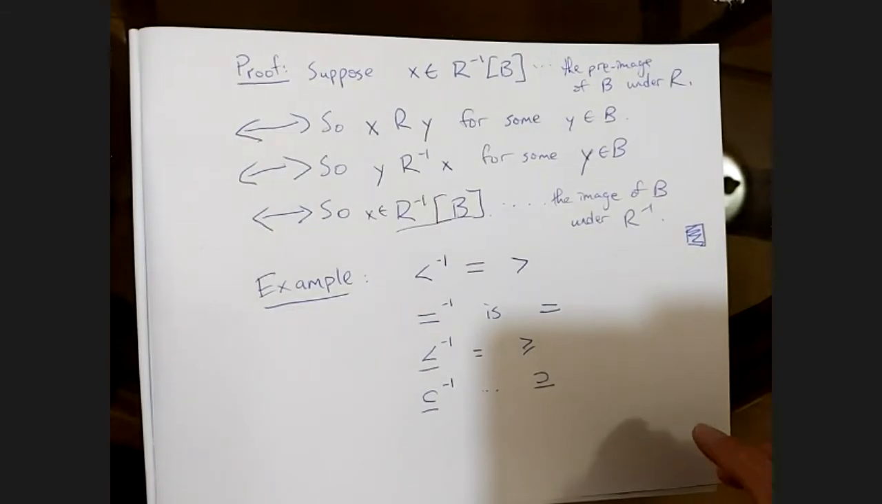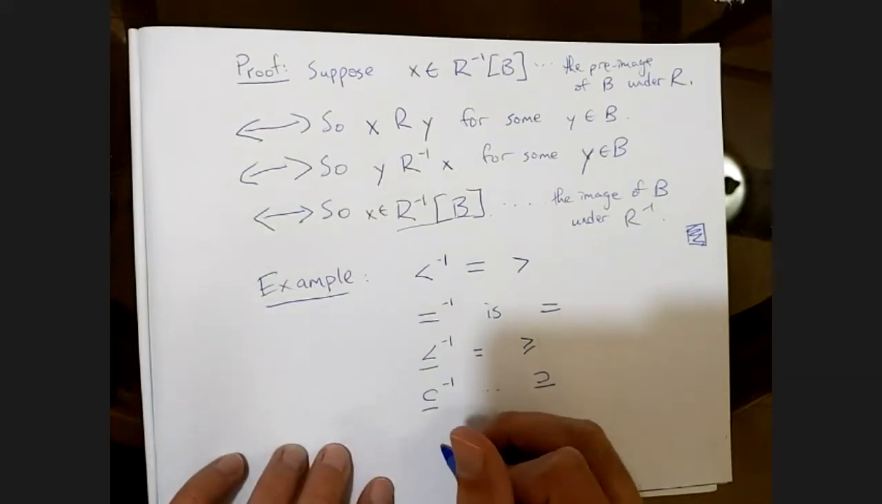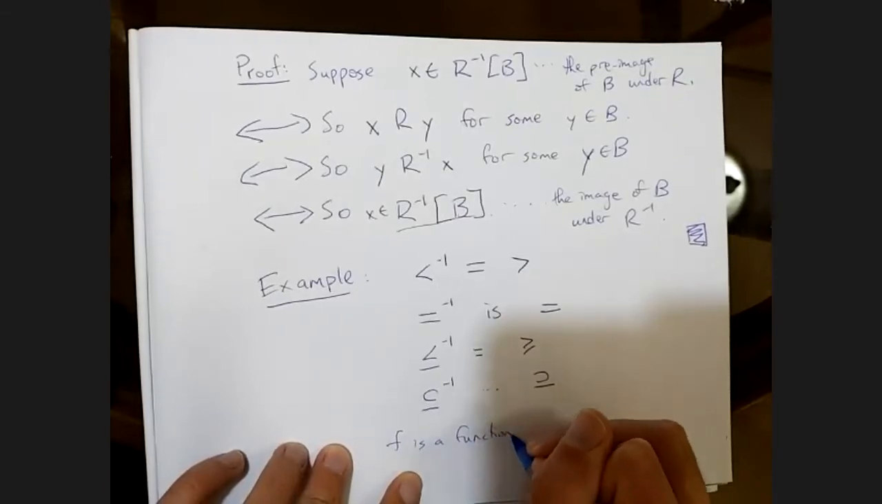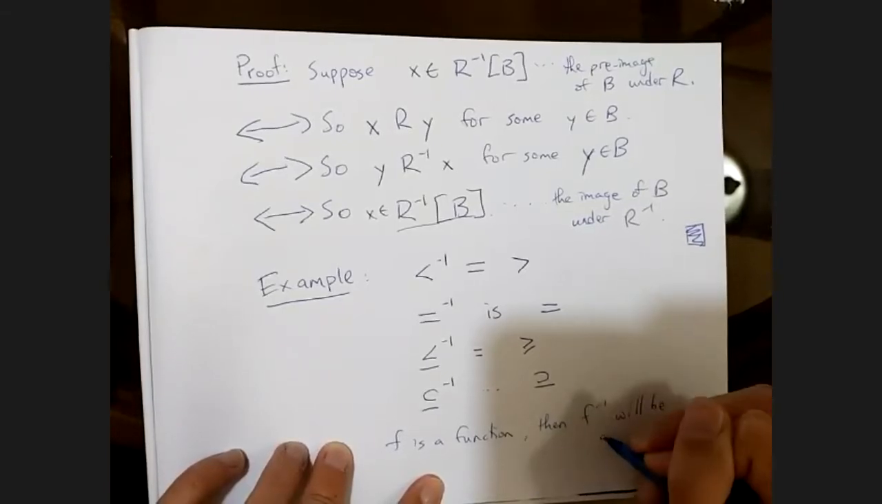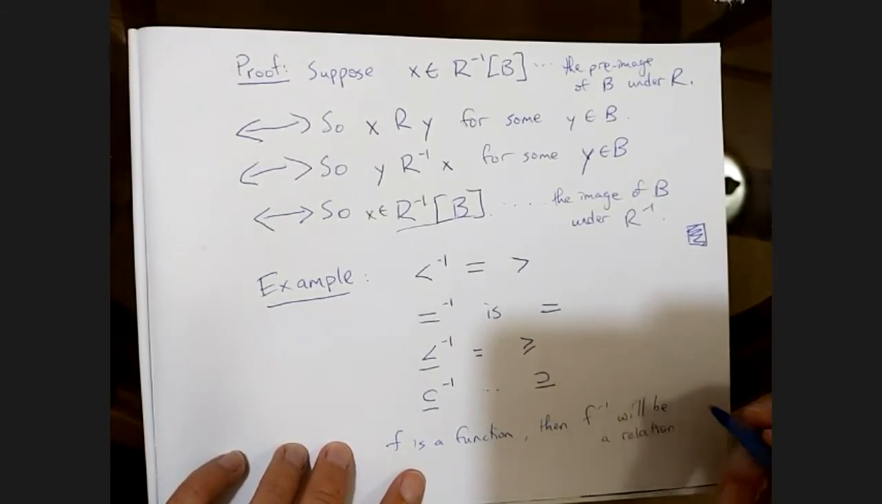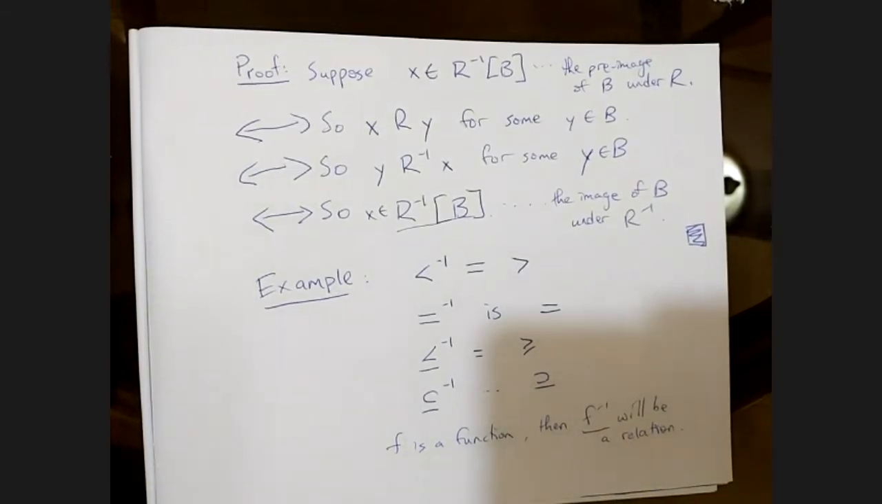One thing I wanted to mention, an example of the inverse sign I forgot to mention. Of course, if f is a function, then f inverse will be a relation. It may or may not be a function, but it's definitely a relation. So that is where the most common use of the inverse of a relation will be, when f is a function.